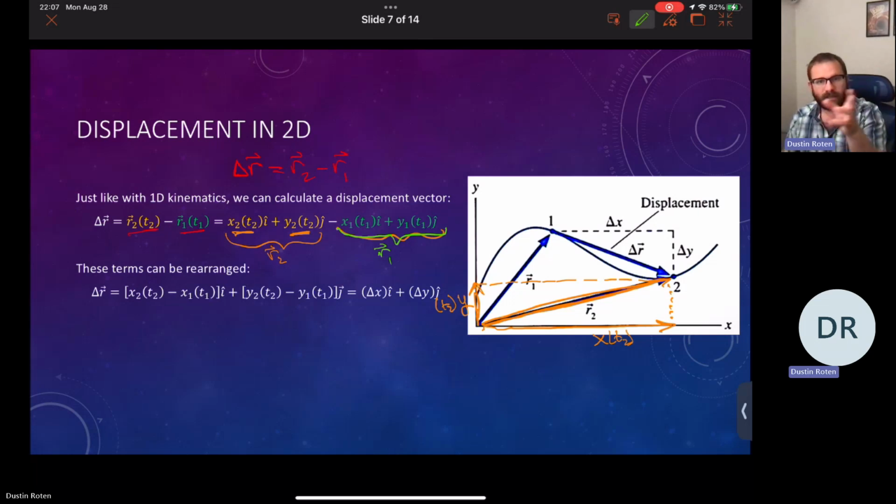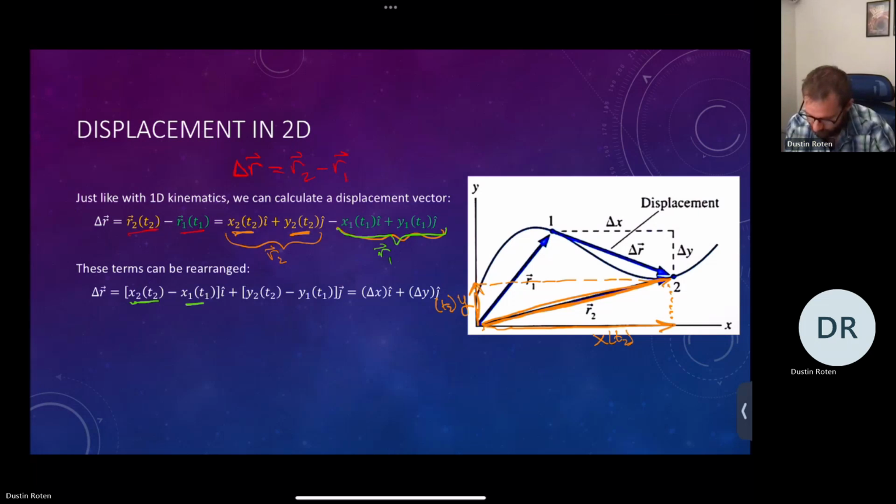But since this is essentially an addition and subtraction problem, we can move all these vector components around. So what we'll do is group all the x pieces of these vectors. You notice I have the x piece of R2 and the x piece of R1. Well, I'm still subtracting because I have to find the difference between these vectors. Okay, well, that's going to be plus.